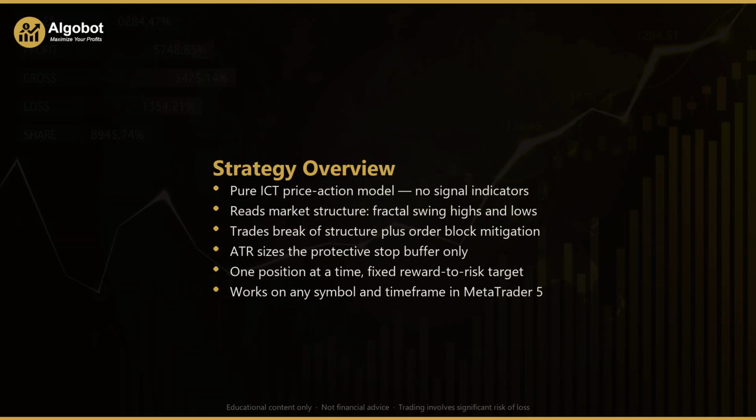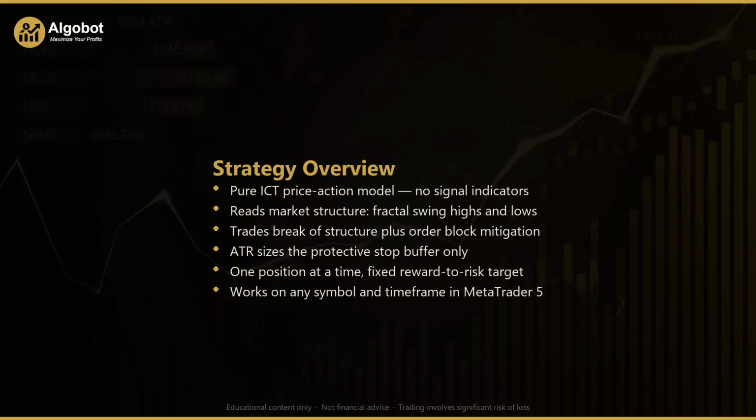The third idea is the order block and its mitigation. The EA looks back for the last opposing candle before that strong move, the down candle before an up impulse, or the up candle before a down impulse, and marks it as an institutional order block. It then waits patiently for price to retrace into that zone before joining the move in the break of structure direction.